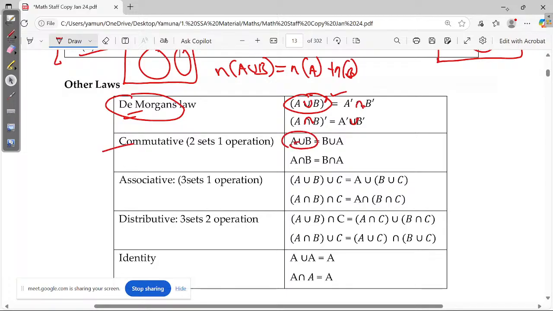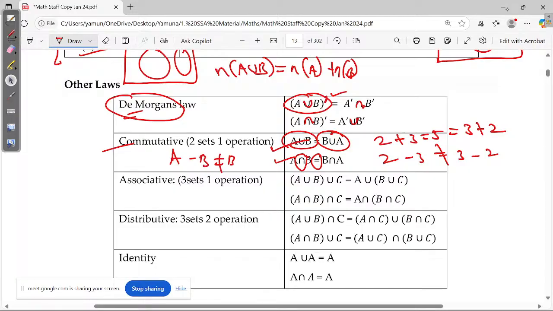Commutative: A union B will be equal to B union A. For example, 2 plus 3 is 5 and 3 plus 2 is also 5. But 2 minus 3 is not equal to 3 minus 2. So, in the same way, A union B follows the commutative law. A intersection B also follows the commutative law. But A minus B will not be equal to B minus A.